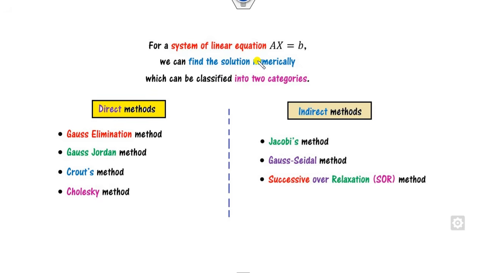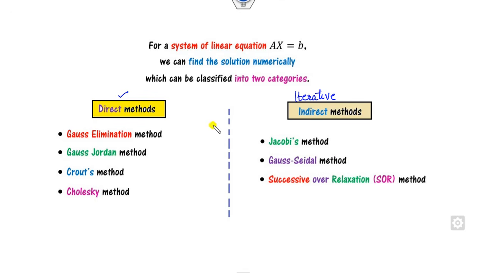As we have discussed, we all know how to solve the system of equations Ax = B. There are several methods. First of all, you can solve this using the direct method. But when you move on to solving it numerically, the methods are categorized into the direct method and the iterative method, which is also called the indirect method.